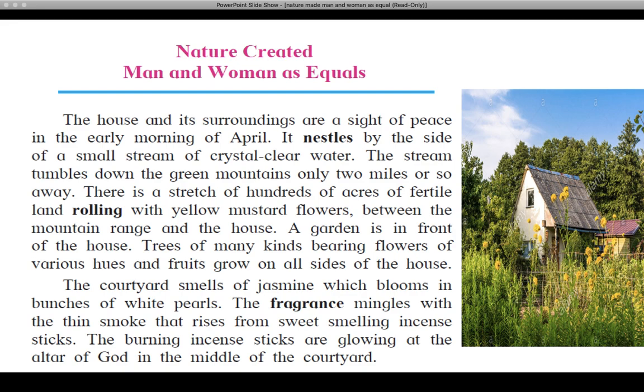Okay, nestles meaning somewhere that is very close to. Tumbles down meaning to come pouring down. Hues means various colors. So there are lots of flowers that have various colors that are growing near the house. So a very beautiful picture has been given to us, children, about how there is such a beautiful house in between this very scenic beauty of nature. Okay.